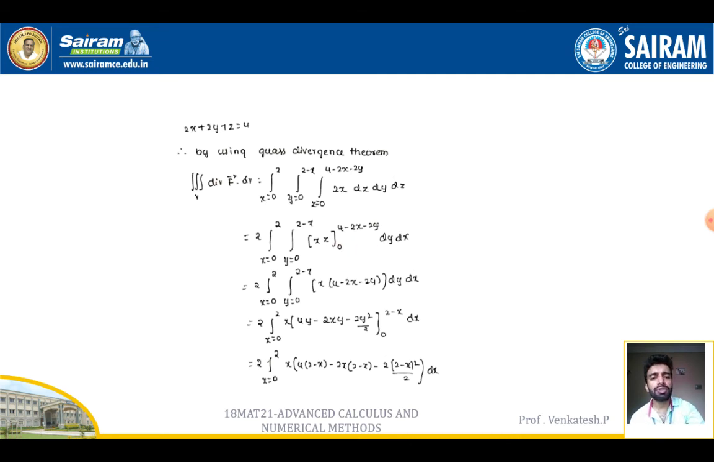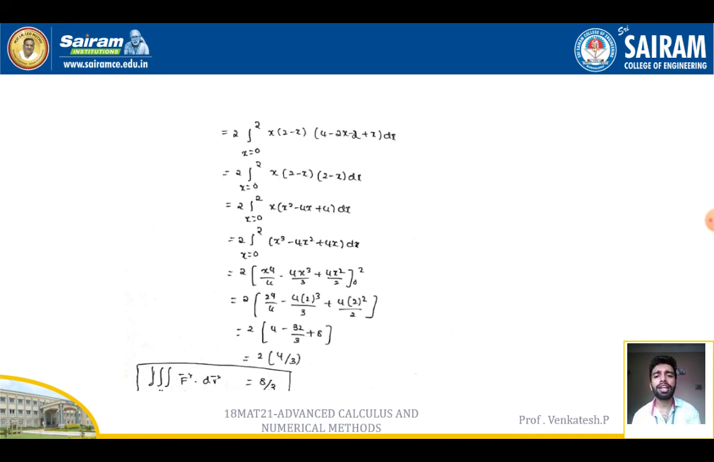On integrating this and applying the limit, I get 2 times the integral of x from 0 to 2, y from 0 to 2 − x, of x into (4 − 2x − 2y), dy dx. Now again I integrate with respect to y. I keep 2 as it is, and x is a constant with respect to y, so I keep x as it is. I get 4y − 2xy − 2y²/2 between the limits 0 to 2 − x. Applying the upper limit, wherever y is there I replace it with 2 − x, so I get 2 times the integral of x from 0 to 2, of x into [4(2 − x) − 2x(2 − x) − (2 − x)²]. The 2 gets cancelled, leaving (2 − x) whole squared.